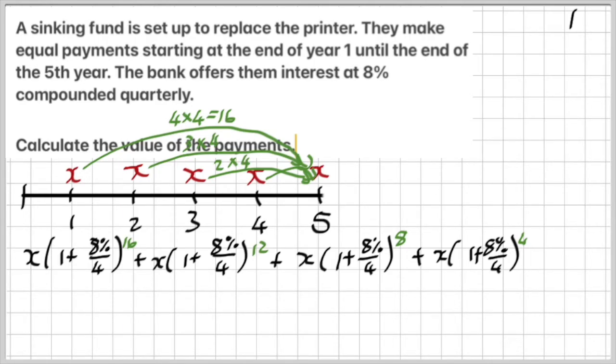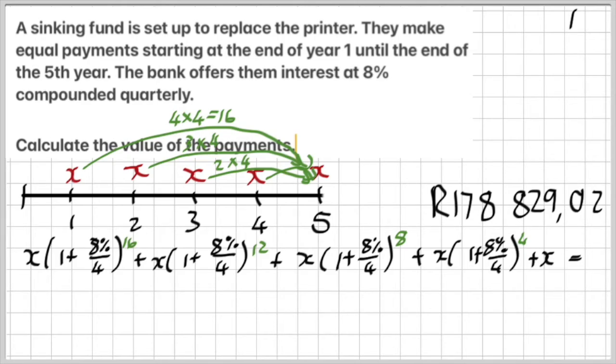What about the last X? Remember, I am going to pay that X into the bank and then I'm going to withdraw the money. So is it going to run any interest? Is it going to accrue any interest? No, it's just going to be X. Whew, this is a long, interesting sum. But what must the value of all of these payments be worth? It must be worth 178,829 Rand and 2 cents.